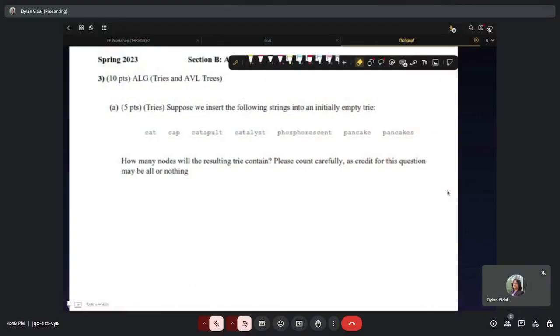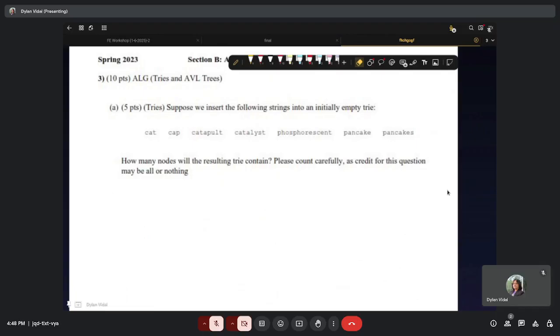So suppose we insert the following strings into an initially empty trie. How many nodes will the resulting trie contain? Please count carefully, as credit for this question may be all or nothing. So maybe no partial. That's concerning, but yeah, they're telling us to count carefully.